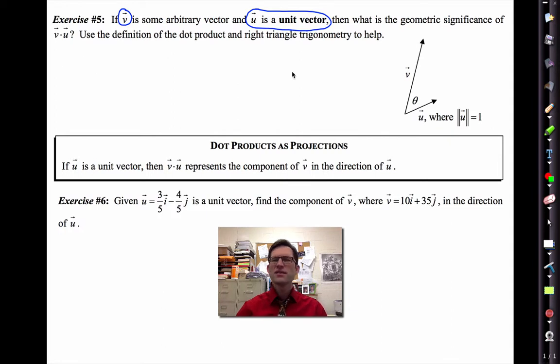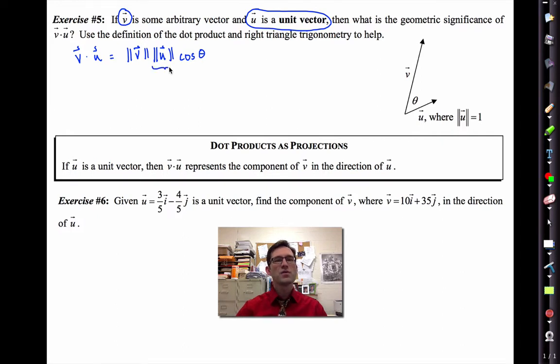All right, so let's take a look. Here's that picture that we had before, vector v, vector u, and I'm telling you right now, the length of u is 1. All right, so if I looked at vector v and I dotted it into vector u, by definition, that'd be the length of v times the length of u times the cosine of the angle.